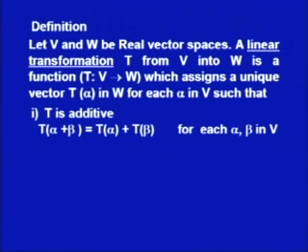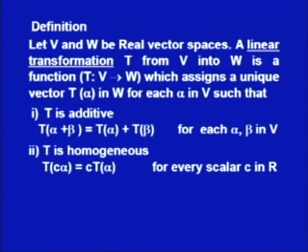The first property is that T is additive. By this I mean to say that when T is operated on alpha plus beta for each alpha and beta in V, then it will be transformed to T alpha plus T beta. By this we say that T is additive.